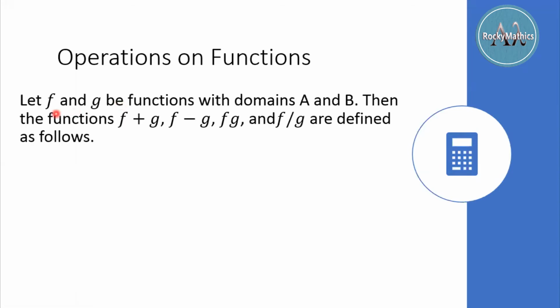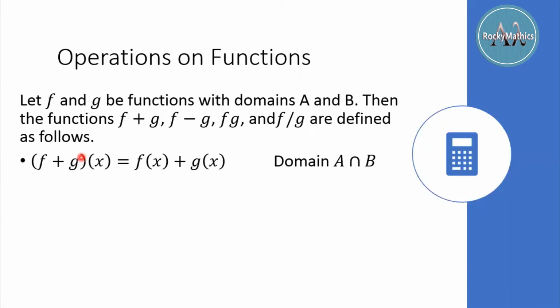Now, suppose we have two functions, let's say f and g. These are functions with domains A and B respectively. That means that A is the domain of f and B is the domain of g. Then the functions f plus g, f minus g, f times g, and f over g are identified as follows. So all we have to do is to follow the formula or formulas.